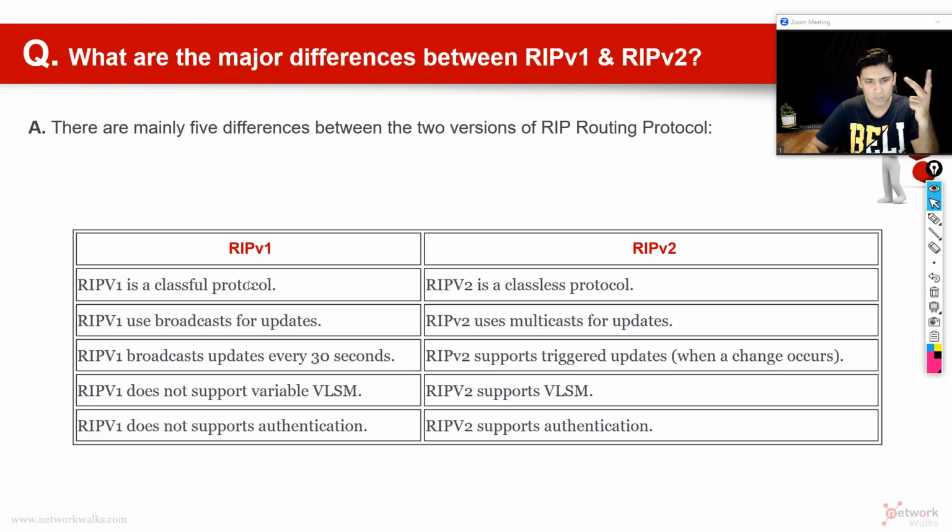It has two versions, version 1, version 2. Version 1 is older than version 2. That's why it's more simple, more lightweight, but very old, and we seldom use RIP version 1 these days wherever we have a chance.